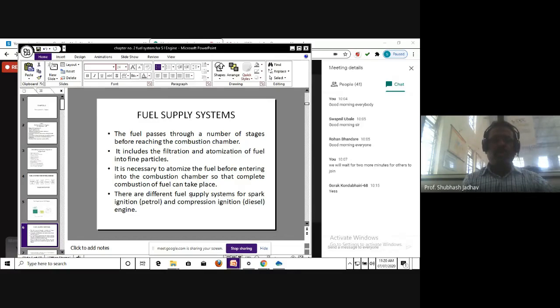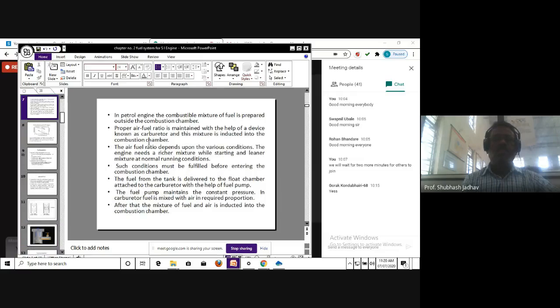There are different fuel systems for spark and compression ignition engines. That is for CI engines, and for SI engines we have different systems. Why do we have different systems? Because the way in which we burn the fuel is going to be different, and accordingly we have different systems required for SI as well as CI.